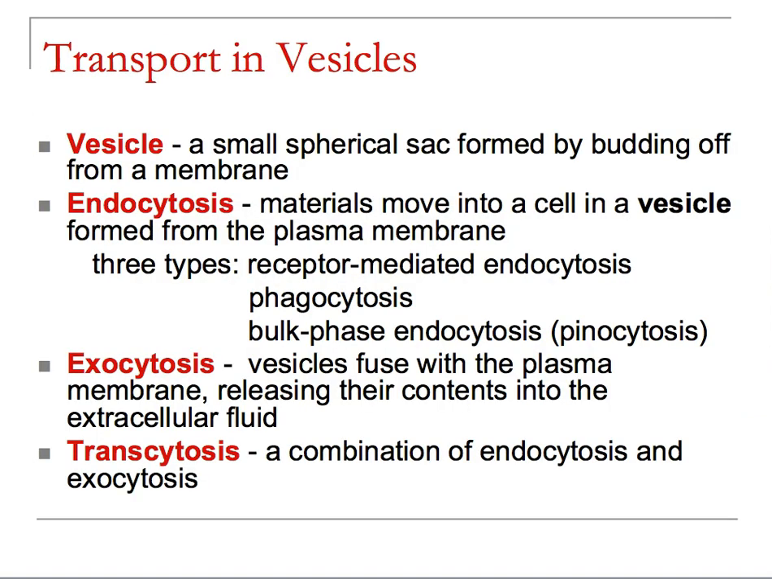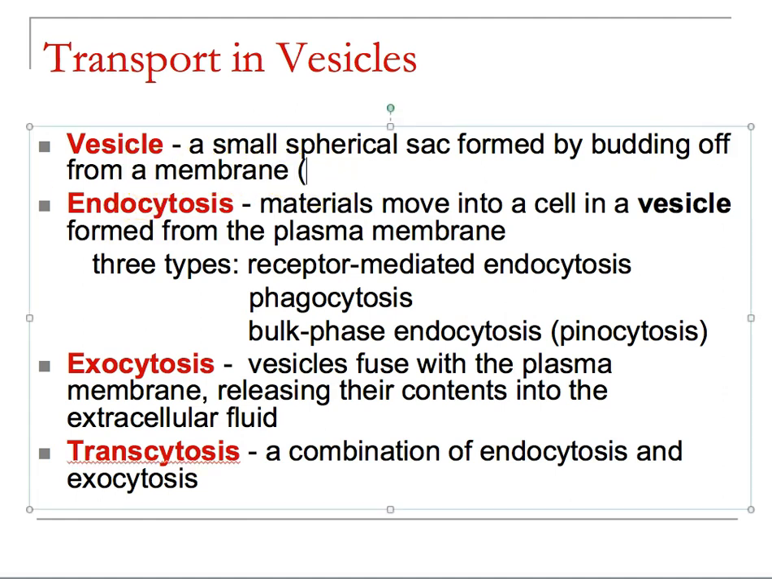Most of the transport that occurs inside our cells travels as a vesicle. These are small spherical sacs that are budded off from membranes, and it could be any membrane inside the cell. Imagine you're inside one part of the cell and need to move to another part: you're put inside a vesicle and moved to wherever you need to go. One form is endocytosis, where you take material into a cell, and it's formed at the plasma membrane.